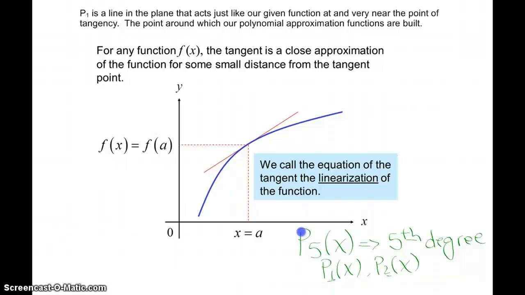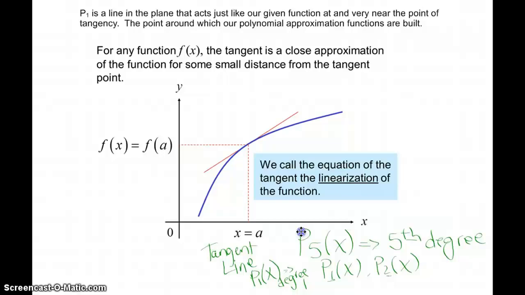Well, our tangent line, our line in the plane that acts just like our function, is p sub 1 of x. It is to degree 1. So it's got an x term in it, and it is a line. So p sub 1 is a line in the plane that acts just like our given function at and very, very near the point of tangency. The point around which our polynomial approximation functions are built is the point of tangency.